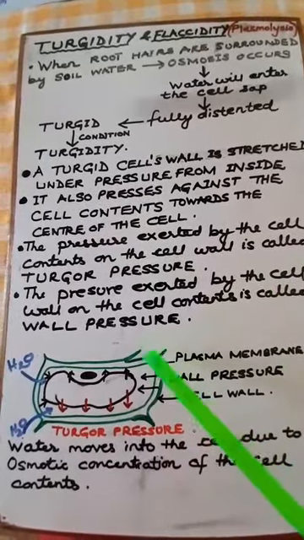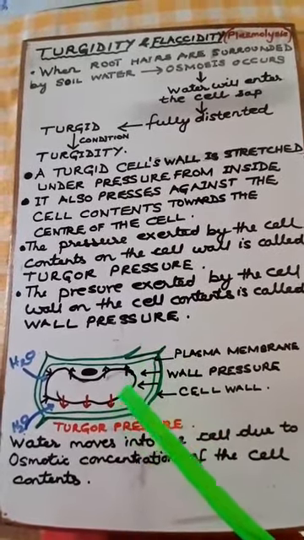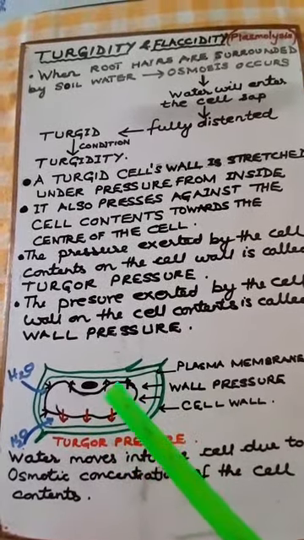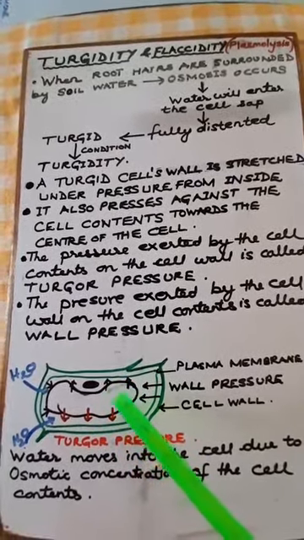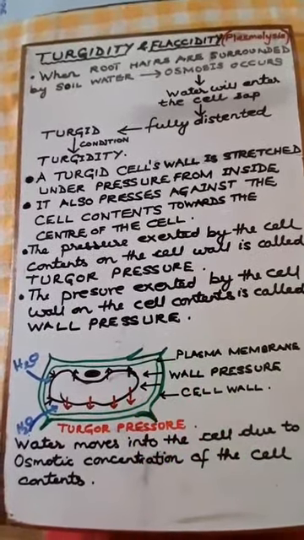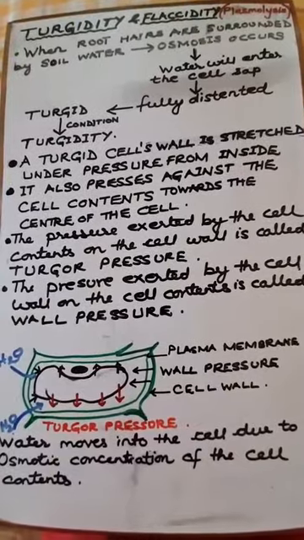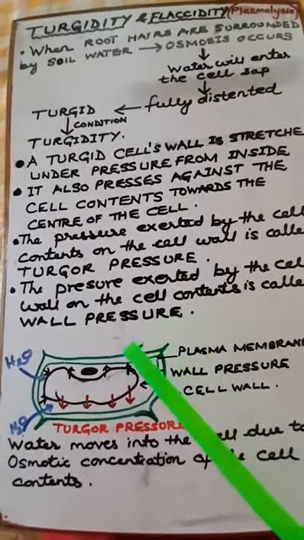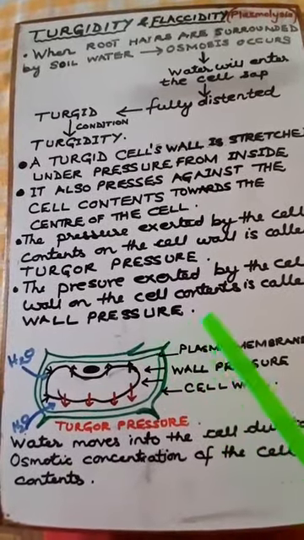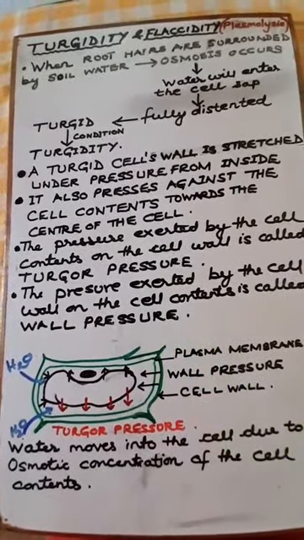So long as it is in equilibrium, as long as the turgor pressure is not more than the wall pressure, then it remains in a turgid, tight condition. But when the turgor pressure becomes more, what happens? The cell wall will burst. Okay.